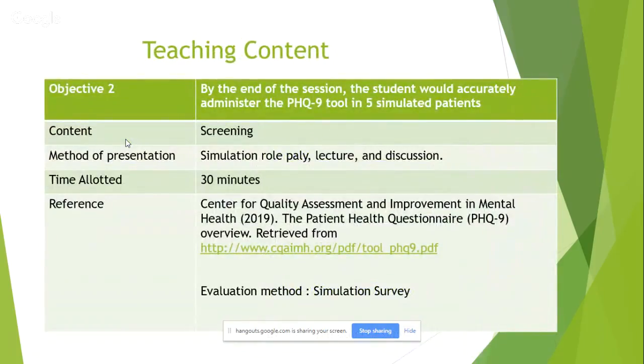Objective 2, by the end of this session, students will accurately administer the PHQ-9 tool in 5 simulated patients. So the content will be how to screen the patients. My learners, who are nurse practitioner students, will learn through simulation, role play, lecture, and discussion. 30 minutes will be allocated to this, and I have my references on how to screen the patients and the PHQ-9 tool here.